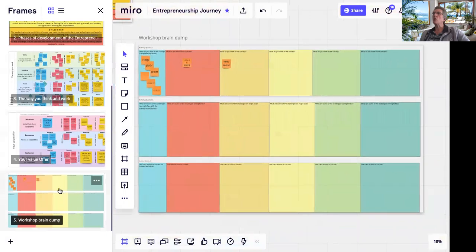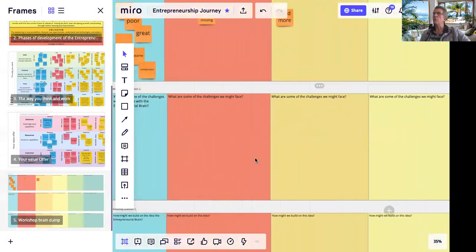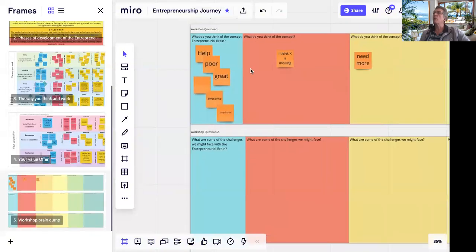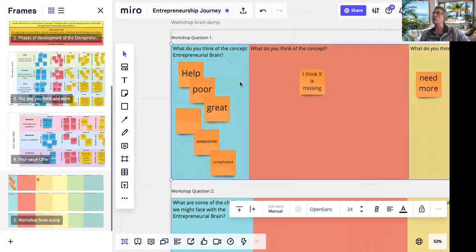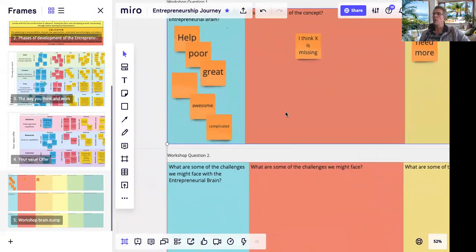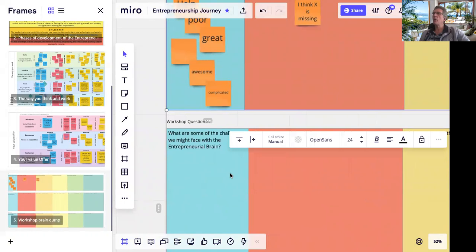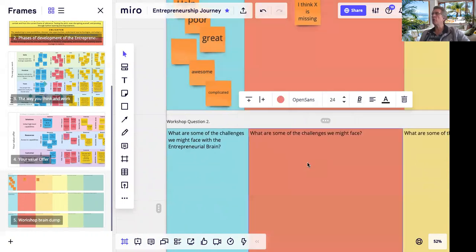But what we're going to do in the workshop is we're going to ask a number of questions. So for each phase, as you can see here, the phases are there. We're going to explore the first question being, what do you think of the entrepreneurial brain concept in its entirety? And you can be completely open and honest, and you'll be able to work on a canvas like this where you'll provide your input. And then what do you think of the concept in each phase for each pathway? Then also, what are the challenges that we might face with the entire concept of the entrepreneurial brain? And then what are the challenges that we might face in each phase, in each pathway?